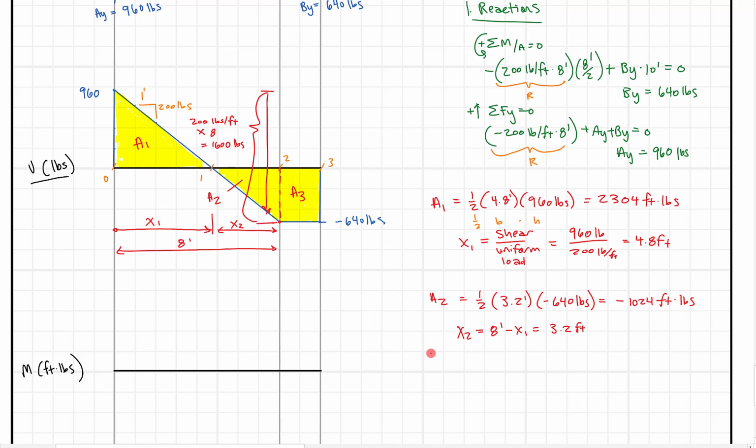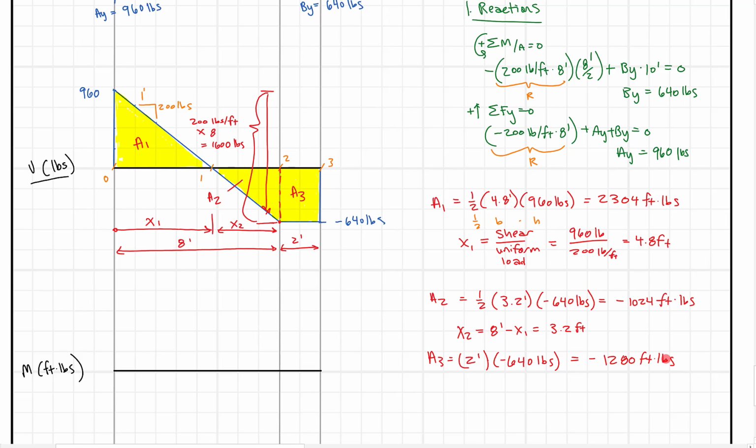And then we can find our last area. Area 3 is an easier one because it's a rectangle and we know the distance. We know this distance here is 2 feet. So what does that mean? Our rectangle is base times height, and we have 2 feet times minus 640 pounds. And what we get here is minus 1280 foot-pounds.